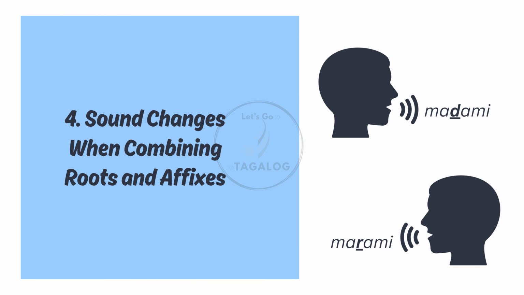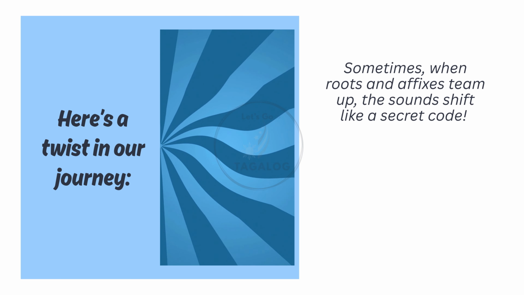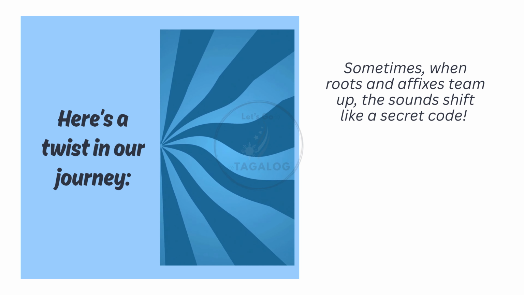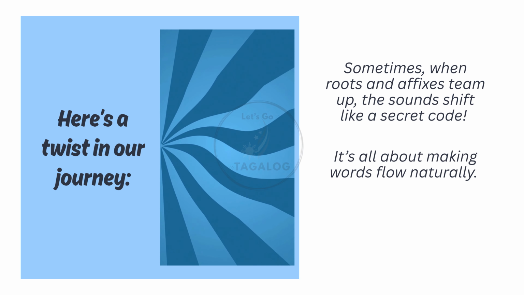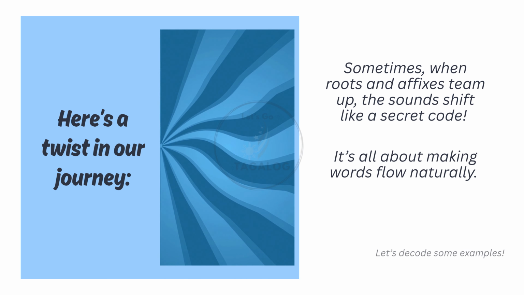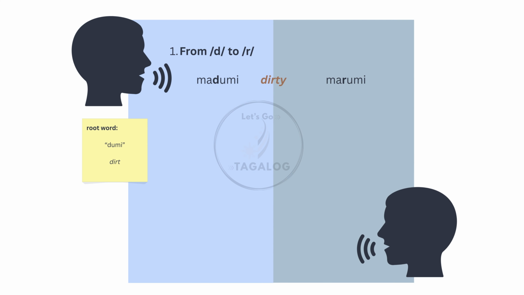Number 4. Sound changes when combining roots and affixes. Here's a twist on our journey. Sometimes when roots and affixes team up, the sounds shift like a secret code. It's all about making words flow naturally. Let's decode some examples. Check these out. From D to R, madumi becomes marumi. Madamot turns to maramot. Madahas shifts to marahas.